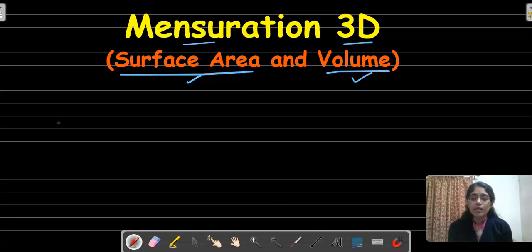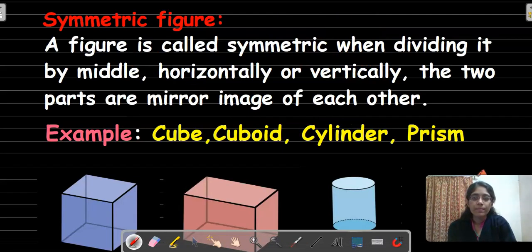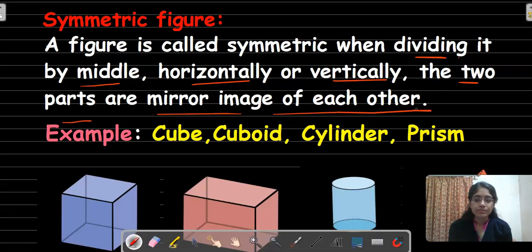Now solids are of two types. One is symmetric and another is asymmetric. So first let's know what is this symmetric solid. What is a symmetric figure? A symmetric figure is called symmetric when dividing it by middle, horizontally or vertically, the two parts are the mirror image of each other.